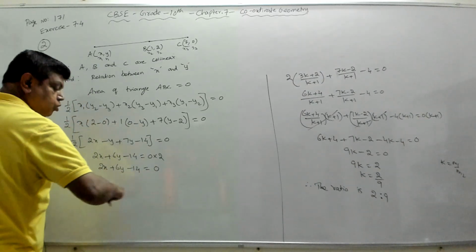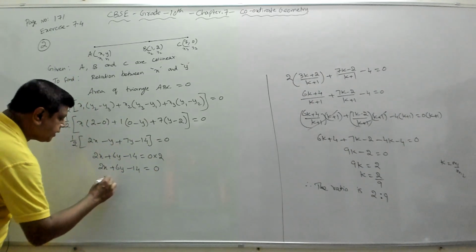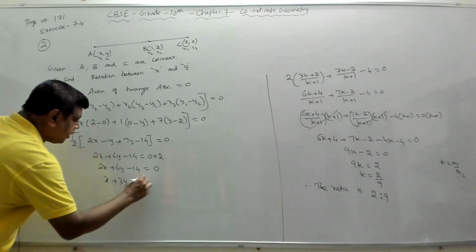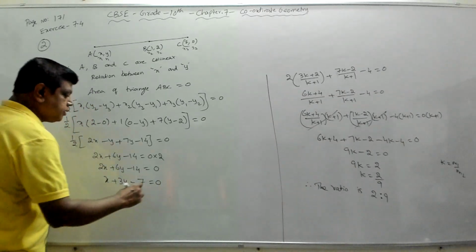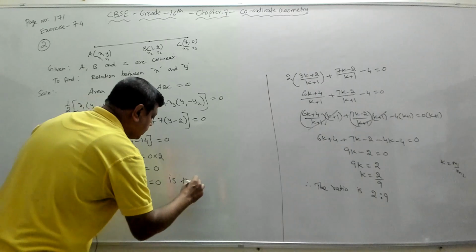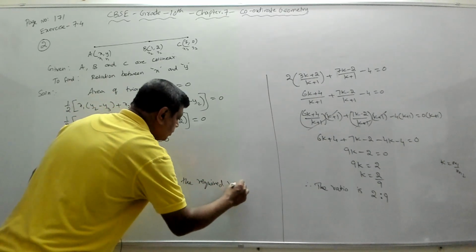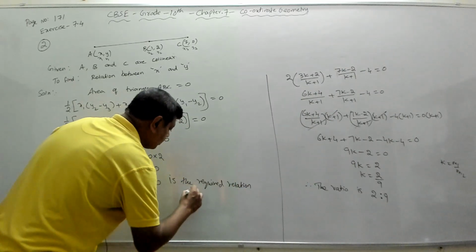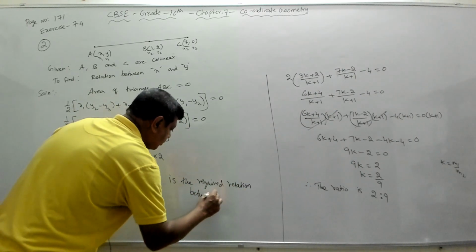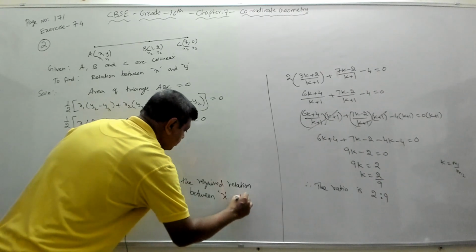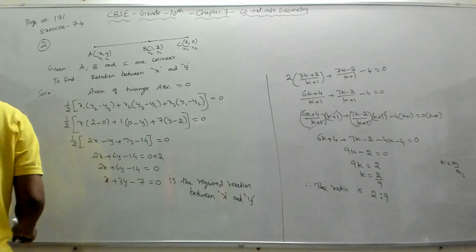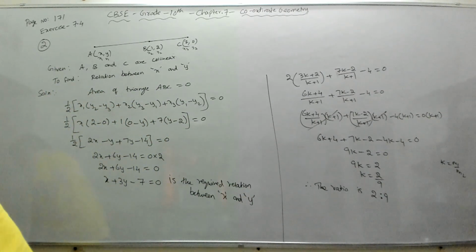Now we can cancel throughout by 2. We can divide throughout by 2. You get x plus 3y minus 7 equal to 0. And this is the required relation between x and y.